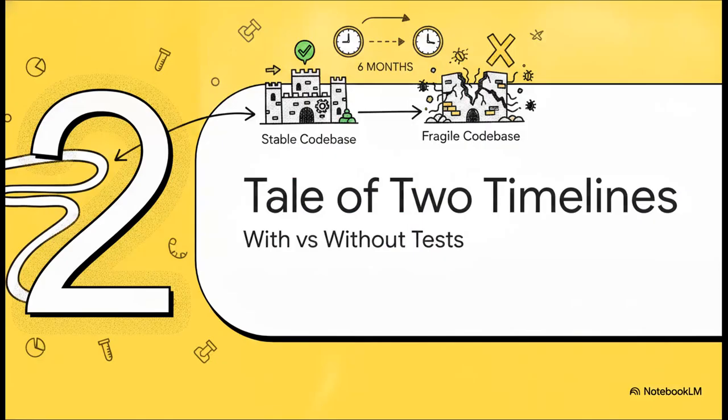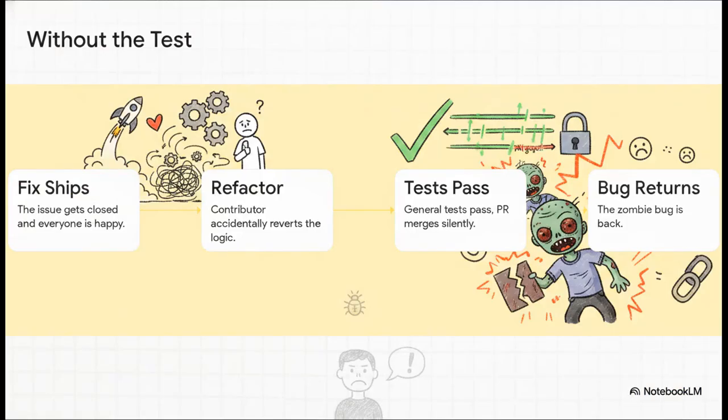Section 2, a tale of two timelines, with and without the test. So we have our fix. Awesome. But what happens next? Let's run a little thought experiment here, picking up 6 months after the original issue is closed and everyone has completely moved on. Let's start with the darker timeline.